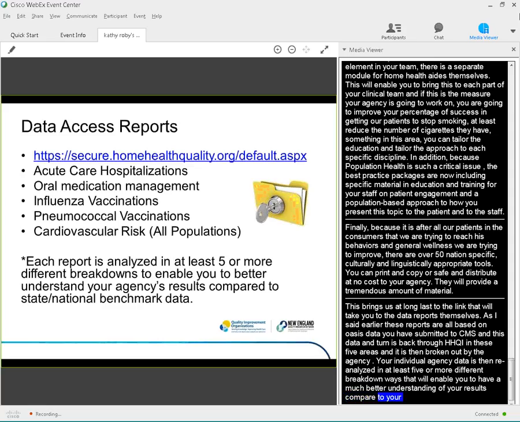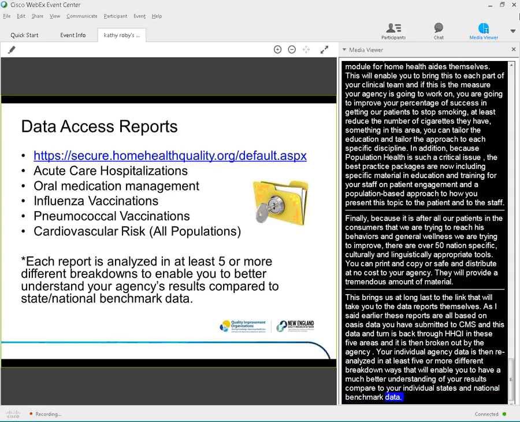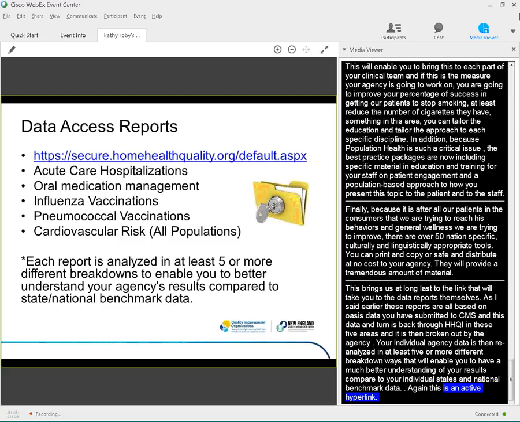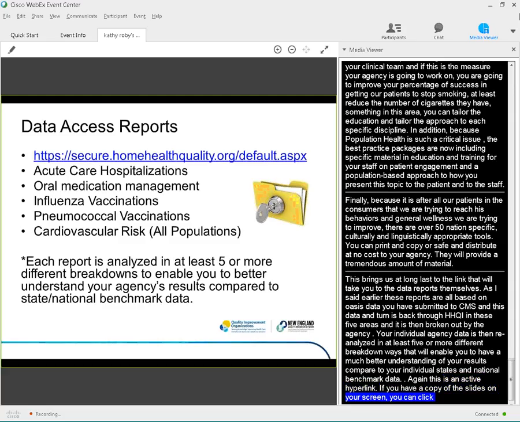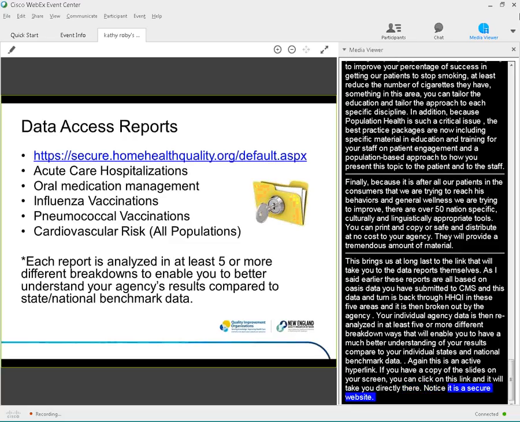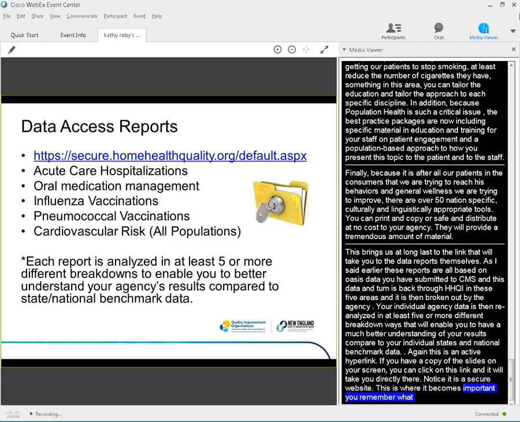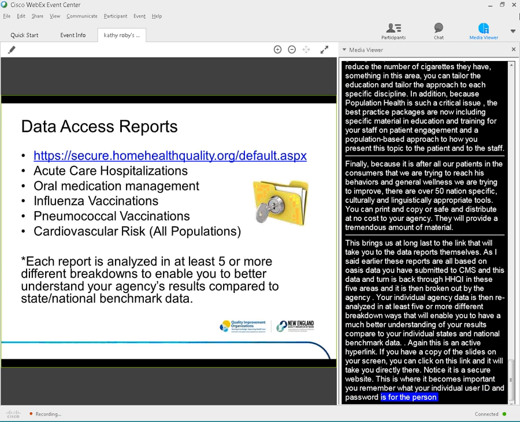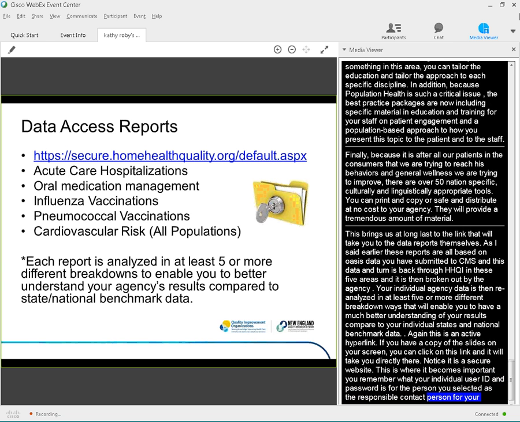Again, this is an active hyperlink. So if you have a copy of the slides on your screen, you can click on this link. It's going to take you directly there. Note, please, that it says it's a secured website. This is where it becomes important that you remember what your individual user ID and your password is for the person you selected as the responsible contact person for your agency. It's up to you to decide how many people will use that single user ID and password.